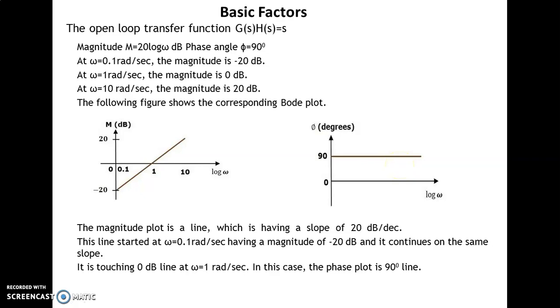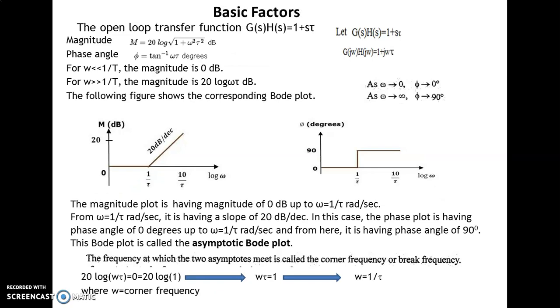G(s)H(s) equal to s. We will take another factor, the first order term. Let G(s)H(s) equal 1 plus s tau. After substituting s equal to j omega, the factor is 1 plus j omega tau. This one also has magnitude and phase. The magnitude in decibels is 20 log of the actual magnitude, the square root of 1 plus omega square tau square.